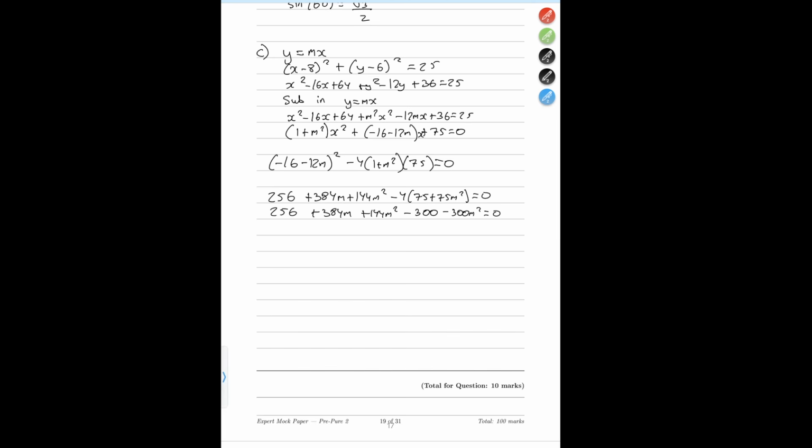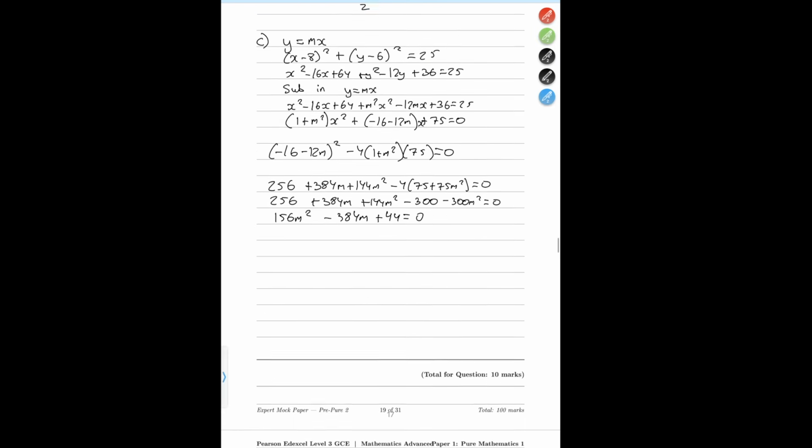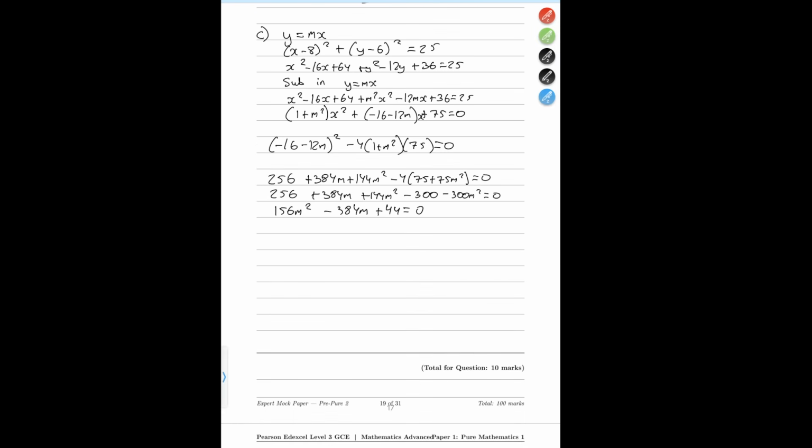So let's just simplify this a bit. I'm going to shift everything to the right hand side. So we should get 156 m squared minus 384 m plus 44 is equal to 0. And I'm just going to put this straight away into my calculator. I feel like the numbers are going to be horrible here. Yeah, so these numbers are quite bad.